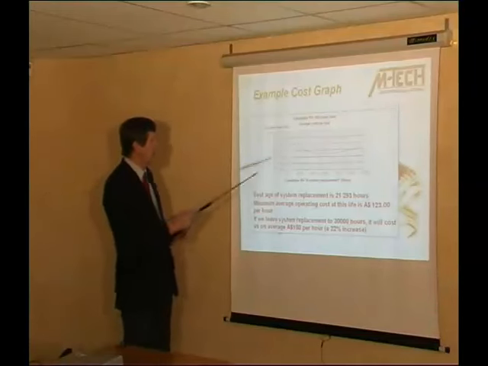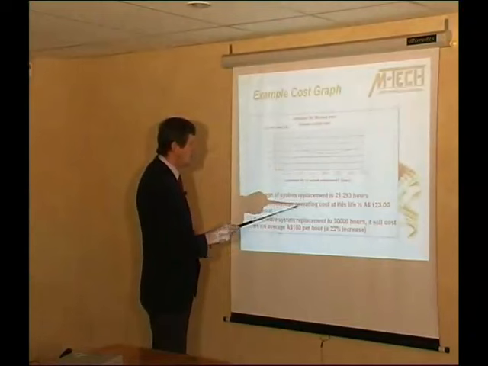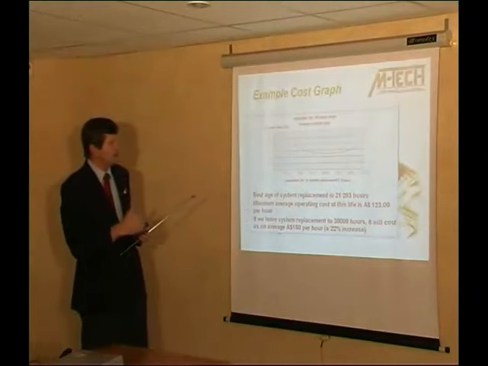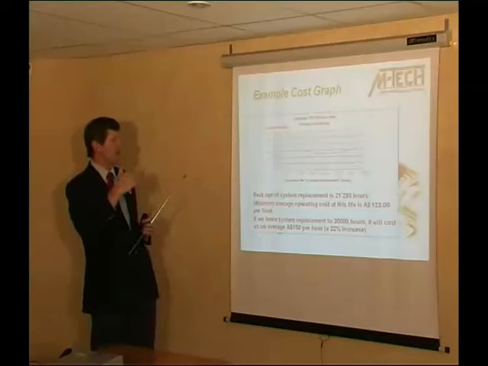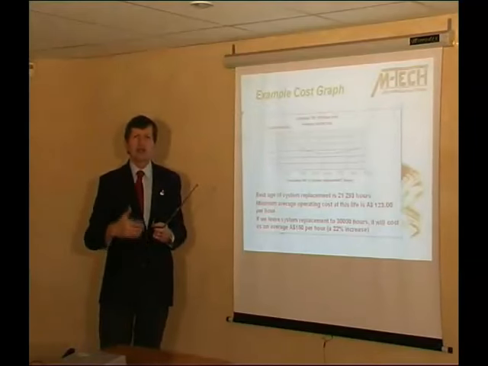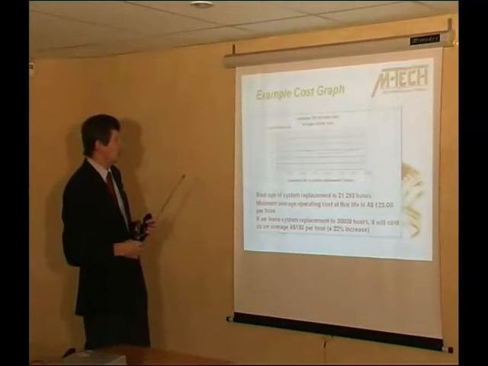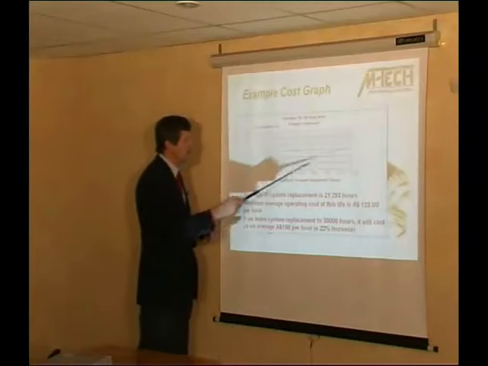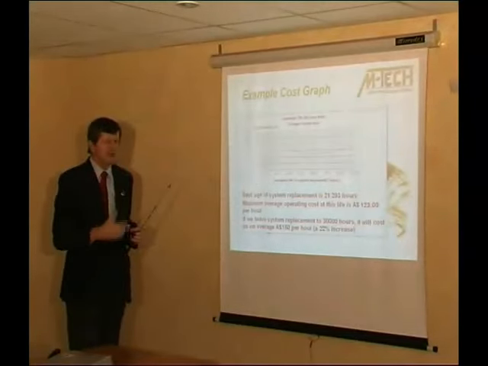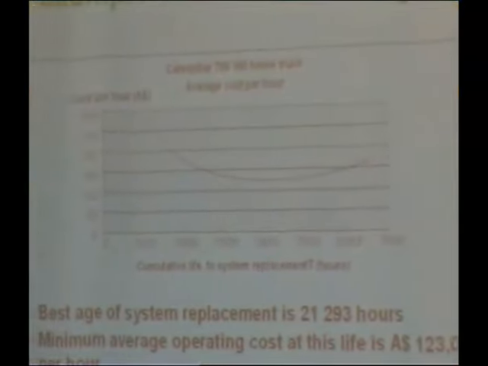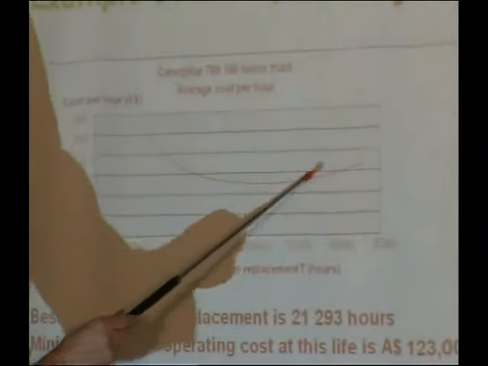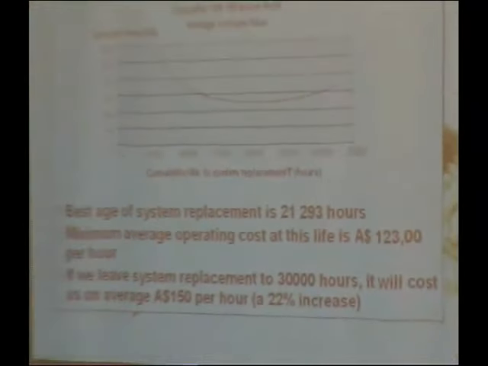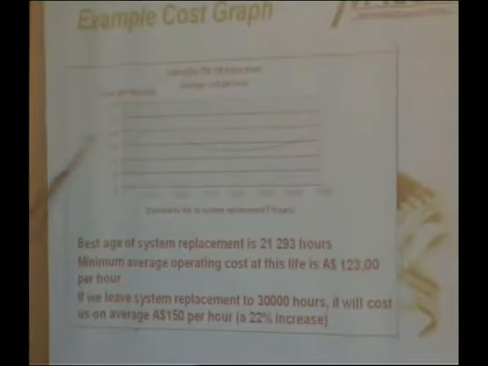If you replace it at 21,000 hours, then your average operating cost over the life from 0 to 21,000 hours would be 123 Australian dollars per hour. But if you keep it up to 30,000 hours, your average cost over life from 0 to 30,000 will be 150 Australian dollars per hour. And you can think how high the cost must become past 21,000 hours to add the extra $27 per hour to this first portion of the graph.